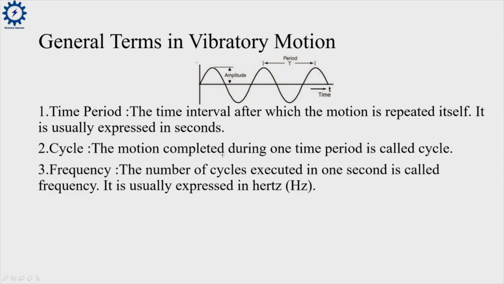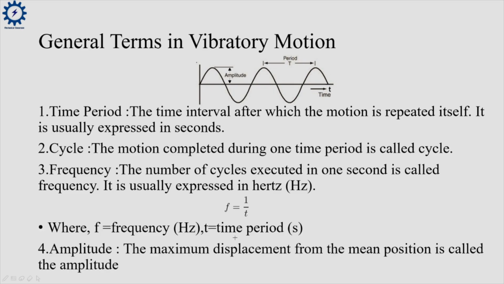Frequency. Frequency is the number of cycles executed in 1 second. It is usually expressed in hertz. 1 hertz is equal to 1 cycle per second. We can represent frequency in terms of time period like this: f equals 1 by T. What is amplitude? Amplitude is the maximum displacement from the mean position. So this is the amplitude and this is the period.